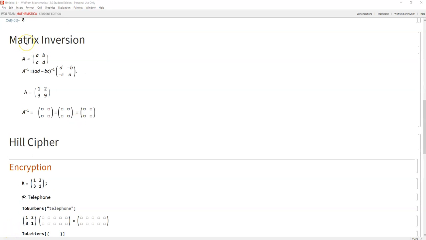The next thing we need to worry about is matrix inversion. To invert a 2 by 2 matrix, we start with this general form, A, B, C, D.